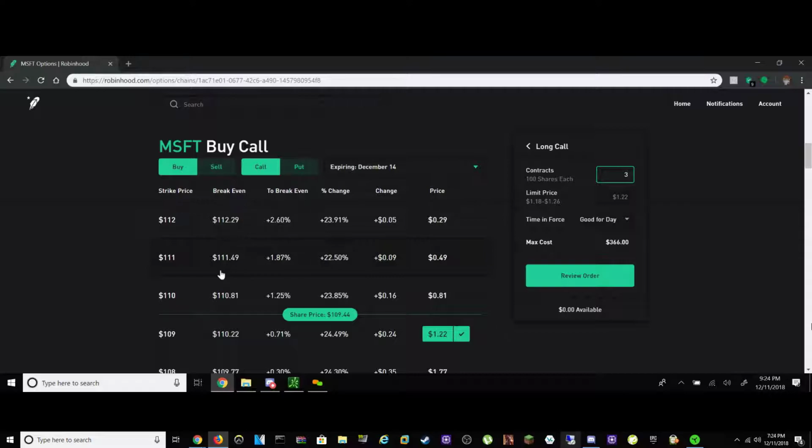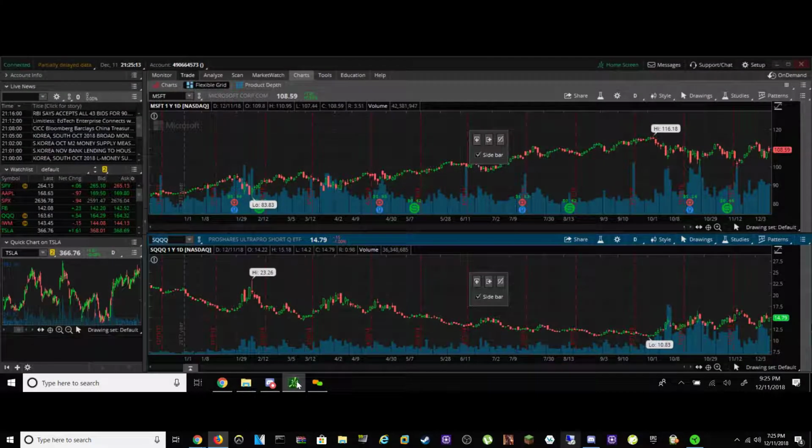So back to buying one call and selling one call. You can do the same thing for puts, but I'm going to focus on calls right now. So on Microsoft, if I buy a call, I'm going to go to Thinkorswim on this one. It makes it a little bit easier. Not visually, but trust me, it does.